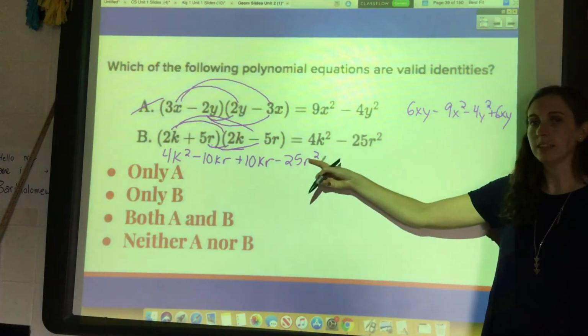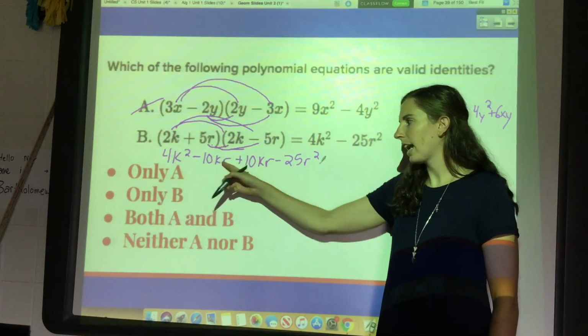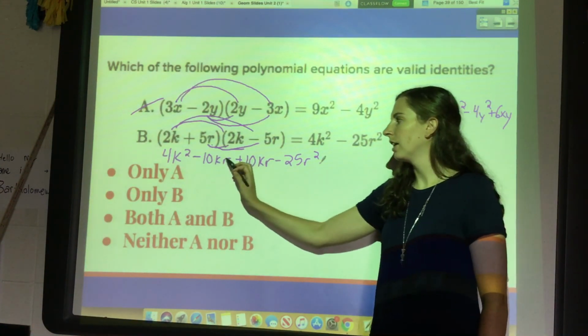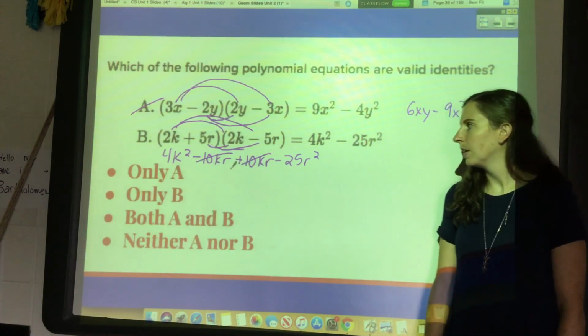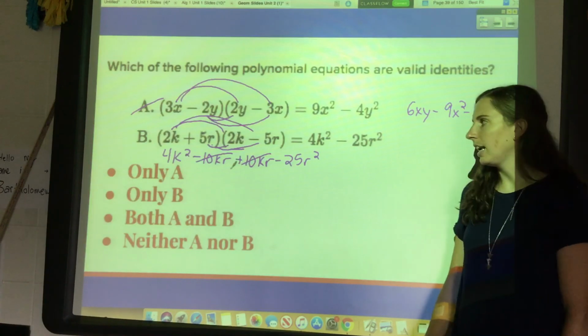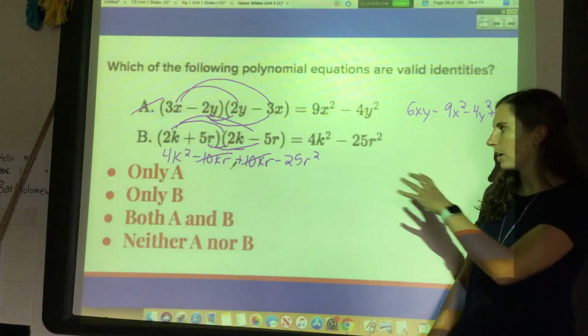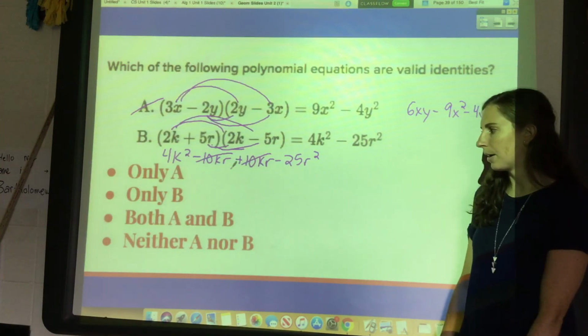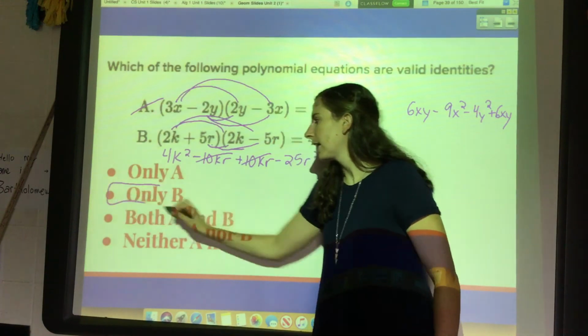So does this equal this? It does, because negative 10kr and positive 10kr cancel each other out. And I'm just left with this. So B is an identity because this is actually just the same thing as this. So no matter what I plug in for K or R, I'm going to get out the same thing. So only B would be the answer there.